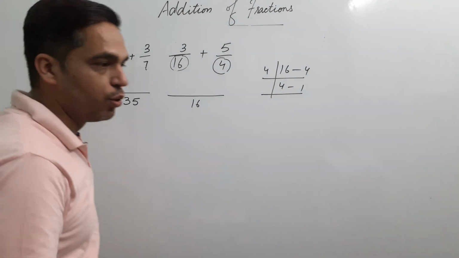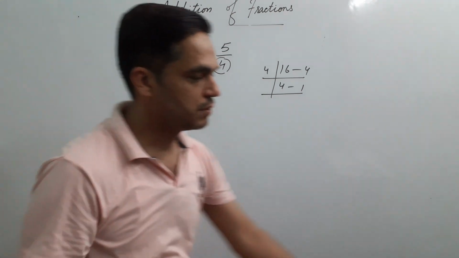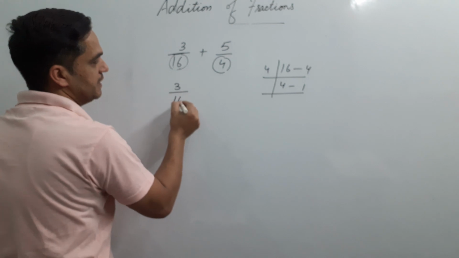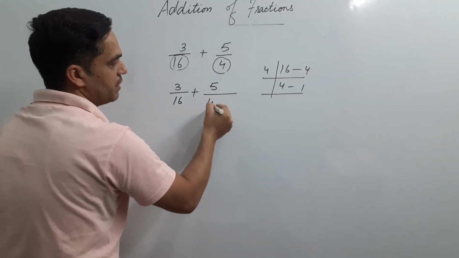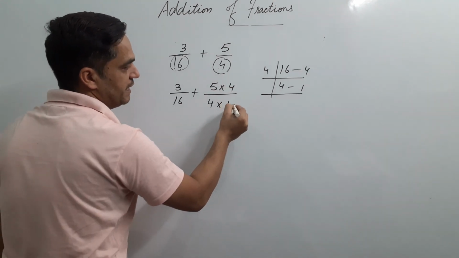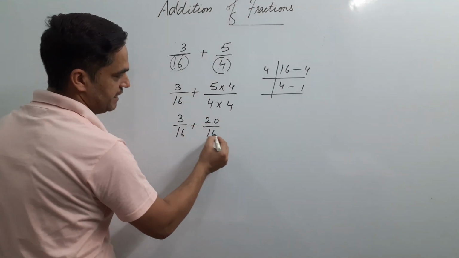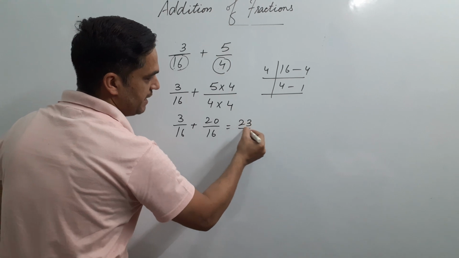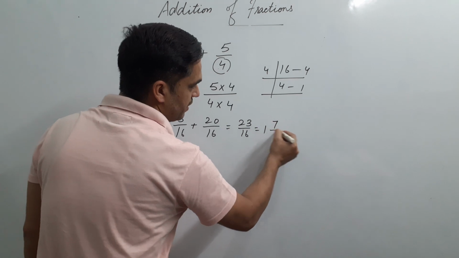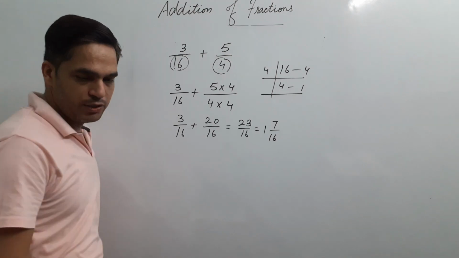The way I told you, the equivalent fraction, you can do that one also. Convert this both denominator into same denominator. 3 by 16, 5 by 4 can also be converted into same denominator by multiplying the numerator and denominator by 4. 3 by 16 plus 20 by 16. Now the result is 23 by 16, and you can convert this into 1 and 7 by 16. So this is the way. In the same way, you can subtract.